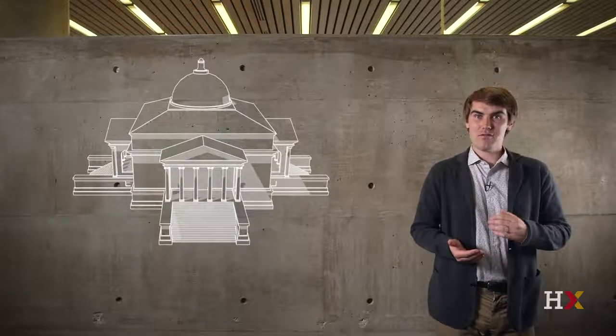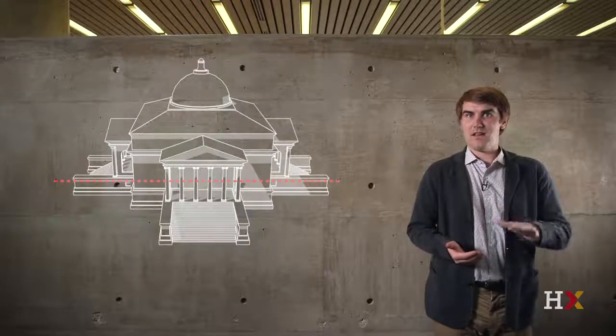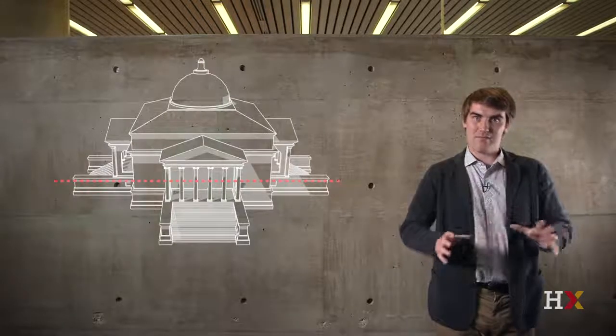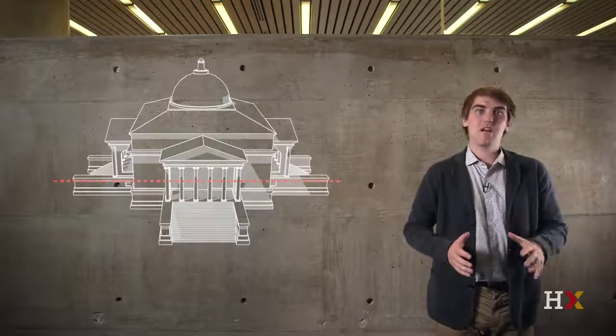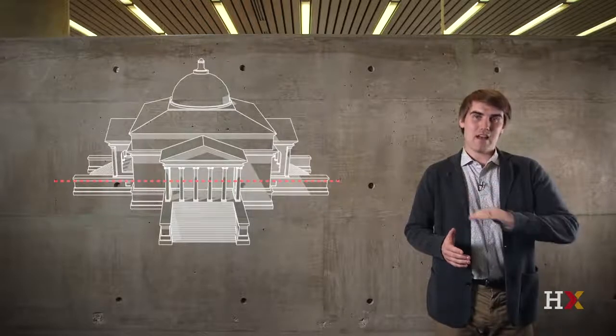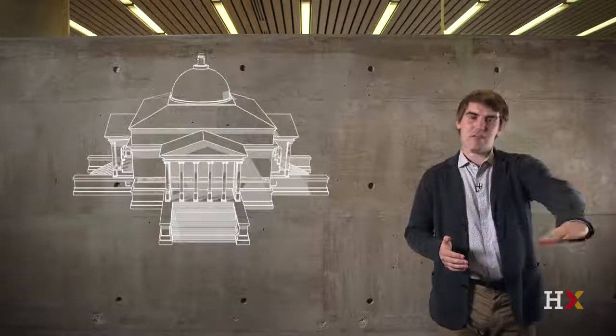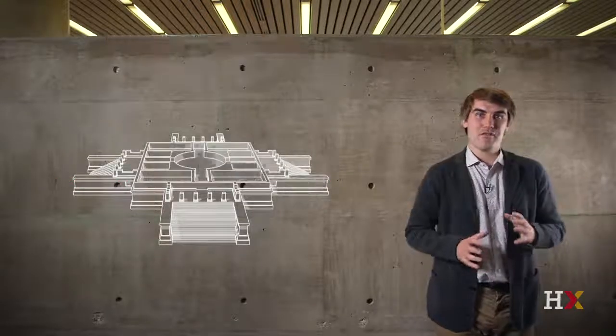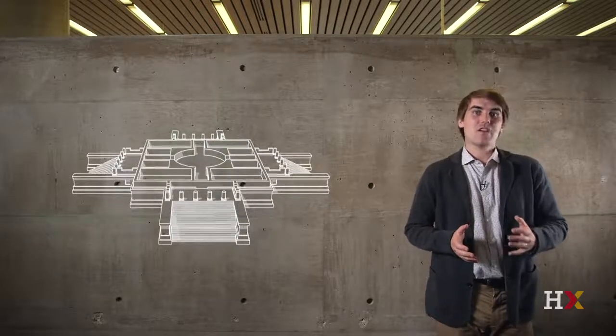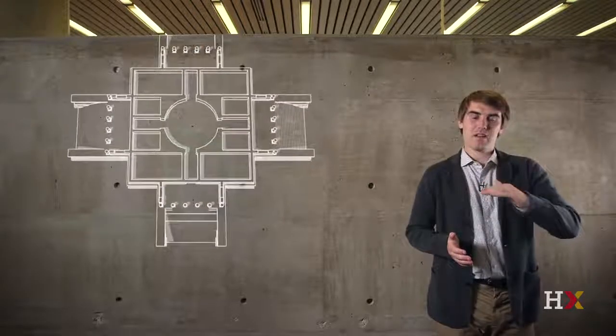Now the plan is a horizontal cut through the building that lets us see how the different rooms and spaces are arranged. In general, you make the plan cut, it's almost like you're slicing through the building at 1.20 meters, or around 4 feet above the floor. So we're not quite at the level of the floor, we're a little bit higher.